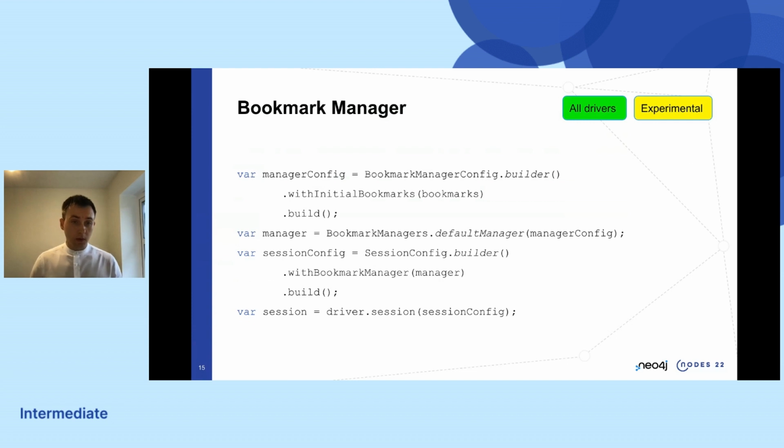All you need to do is create a config for Bookmark Manager, and there are multiple options available. If you want to integrate with other processes, there are options to provide your custom supplier or custom consumer of bookmarks. But in this example, I just provide initial bookmarks. Then you can get a default implementation of Bookmark Manager provided by the driver itself. However, you can also implement one yourself.